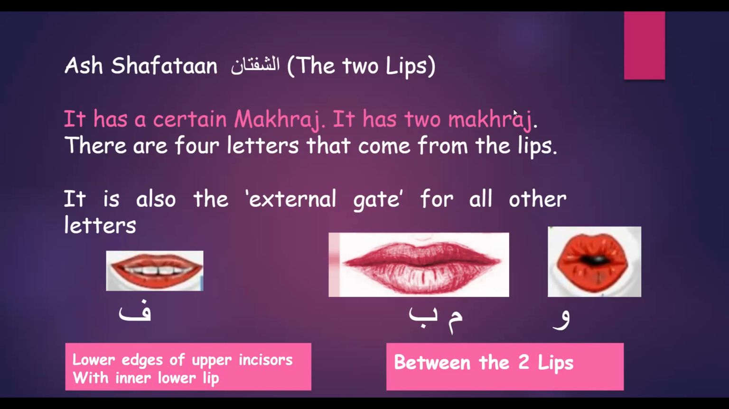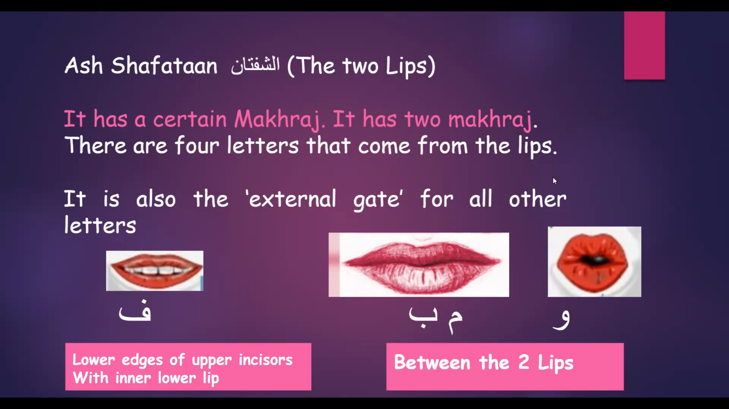Another thing to know is that the lips are considered to be the external gate for all other letters, since the pronunciation of all other letters is through the passage of the lips. So the sound will pass through the lips. Therefore, this is called the external gate for all other letters.